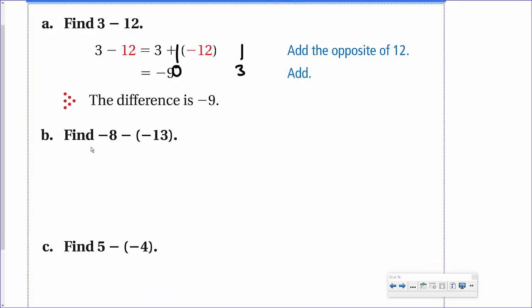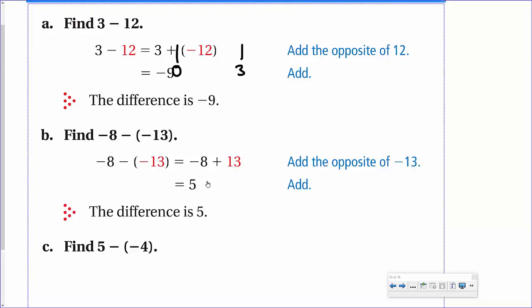Do the same thing here. So find -8 minus a negative. So think about this. You're subtracting the opposite of 13. Well, that's subtracting the opposites, like they're both opposites, right? So it becomes a positive. A negative and a negative becomes a positive when they're right next to each other. So add the opposite of -13, which is 13. So I have -8 plus 13.